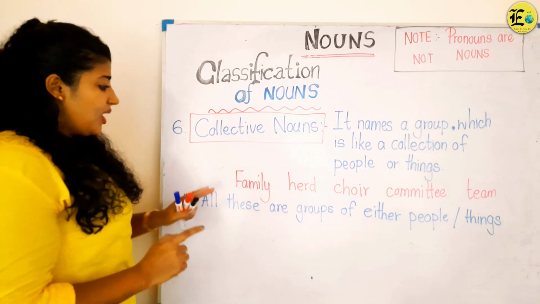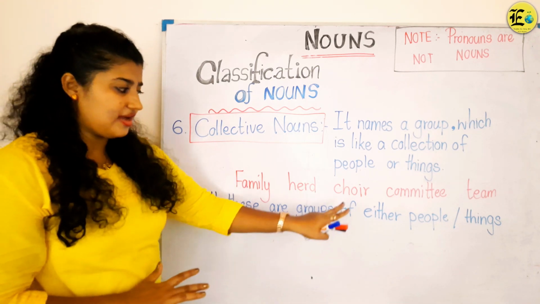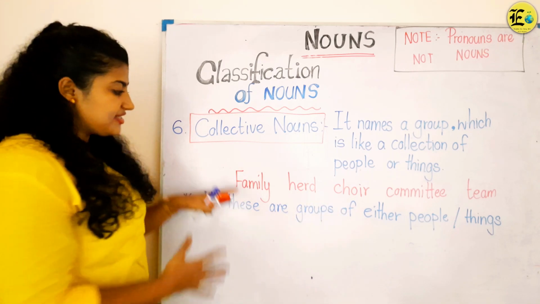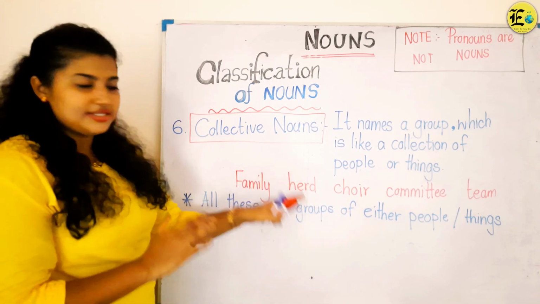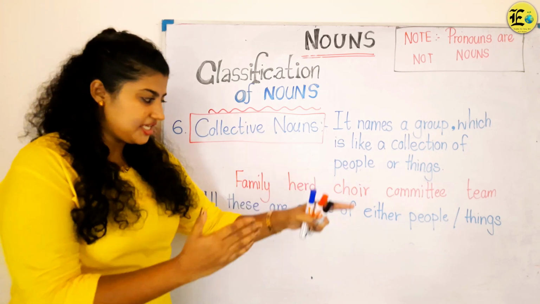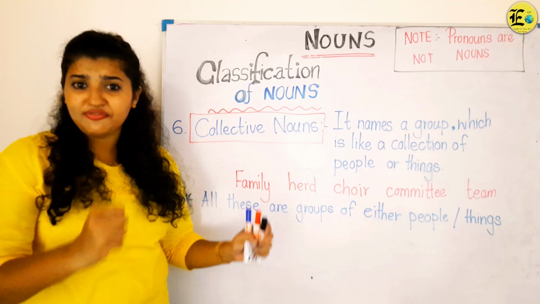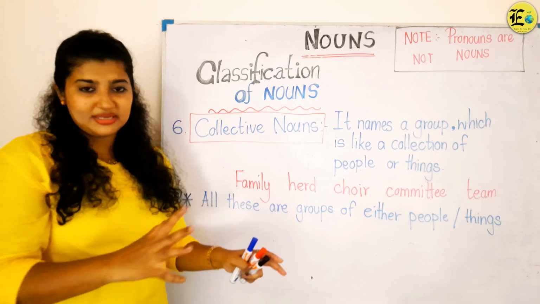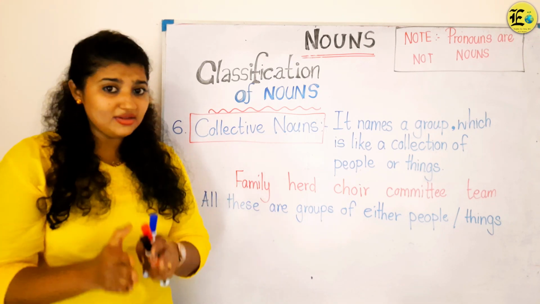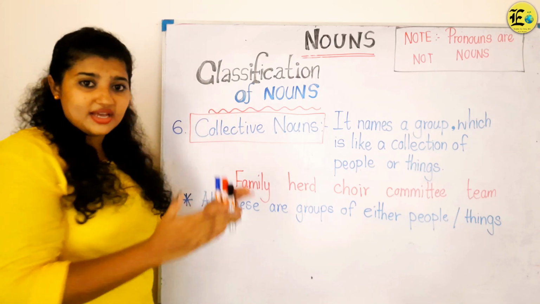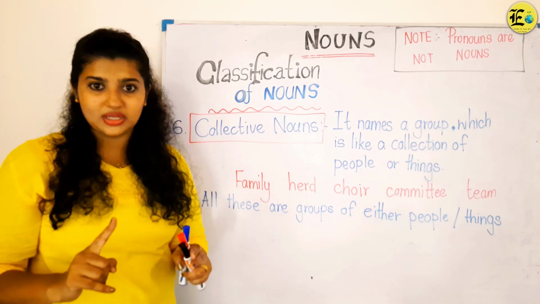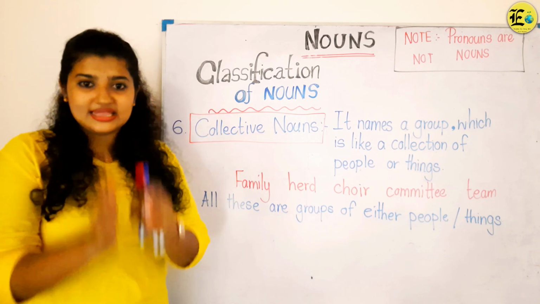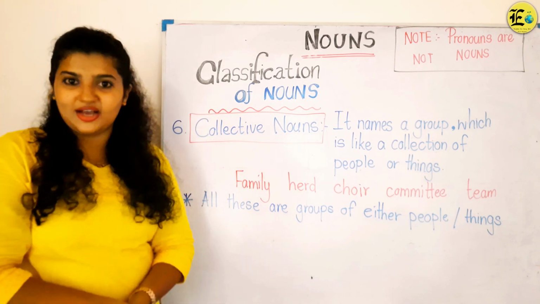Now remember, all these are groups of either people or things. That means family is a group, herd is a group, choir, committee, team, they all are groups. So you cannot use a collective noun for an individual person. That means you cannot use a collective noun where there's only one individual. But if there is a group of individuals or a group of things, then only you can use a collective noun.